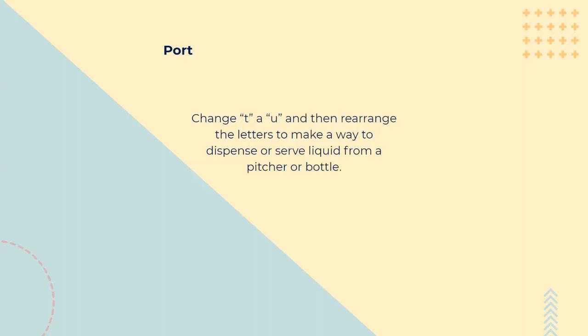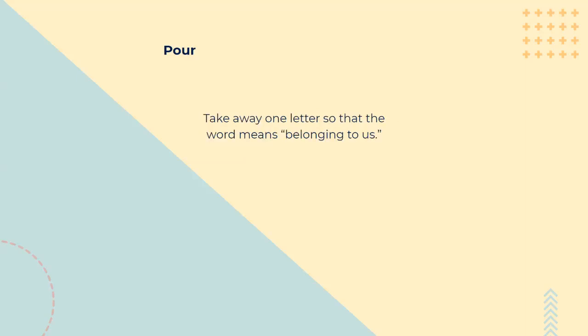Post becomes port. Change T to a U, and then rearrange the letters to make a way to dispense or serve liquid from a pitcher or a bottle. Port becomes pour. Take away one letter so that the word means belonging to us. Poor becomes our. Add one letter to make a word that means belonging to you.